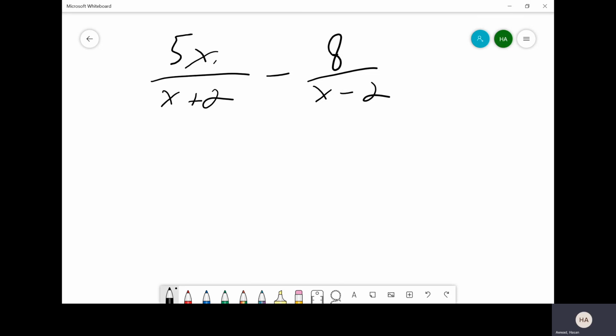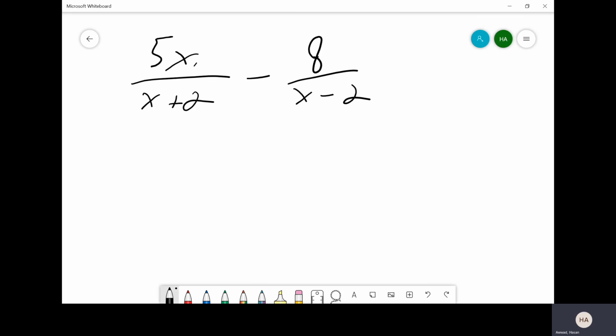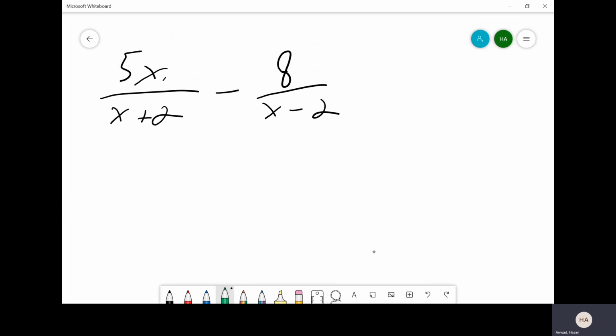And what do we do with regular numbers as part of a fraction if the denominators don't match? Well, we look for a common denominator, right? And that's the exact process that we're going to do here. So since we have an x plus 2 here in the first expression, that means that we have to multiply this guy over here by x plus 2 over x plus 2.